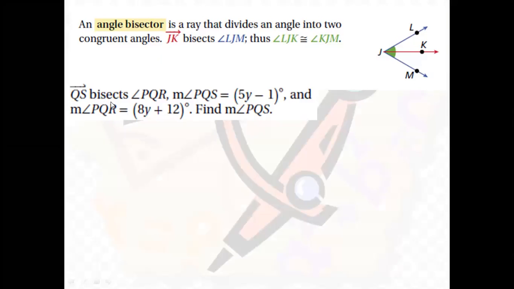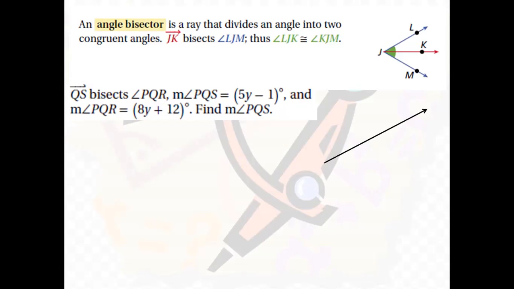Ray QS bisects angle PQR. The word bisect means divide into two equal parts, so it is dividing angle PQR. Angle PQS is equal to 5y minus 1 and angle PQR is 8y plus 12. Find angle PQS. Let me put that in a picture, because when we put things in pictures, our mind gets more clear as to how it looks.